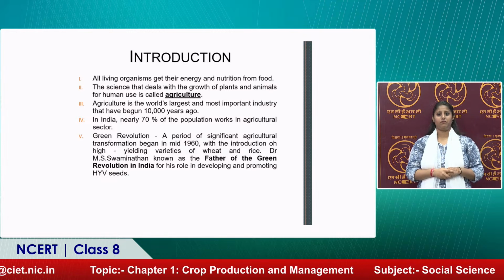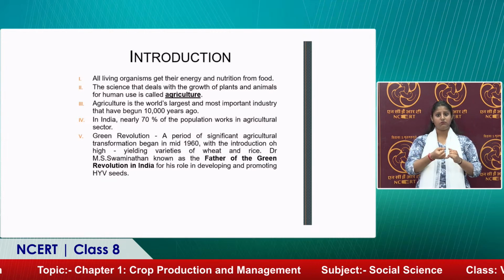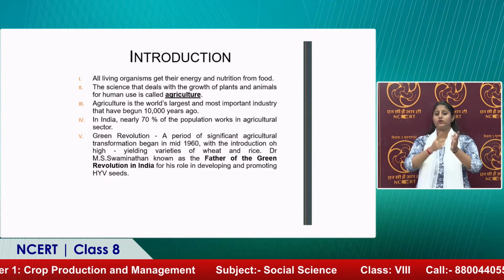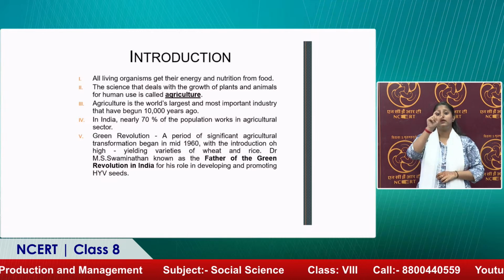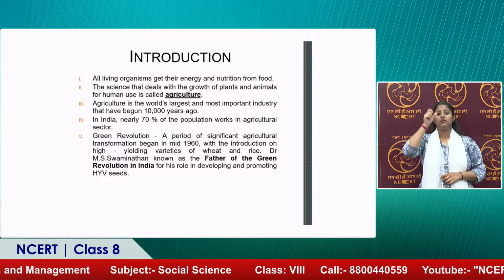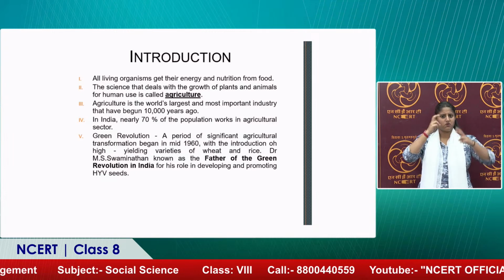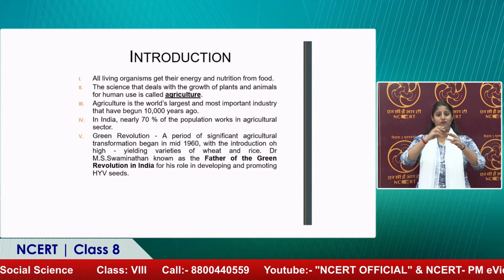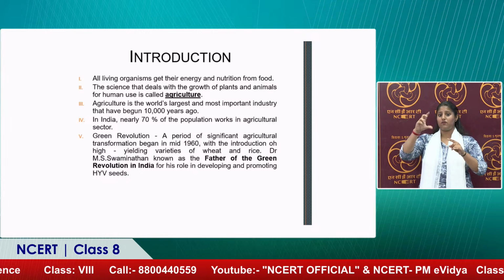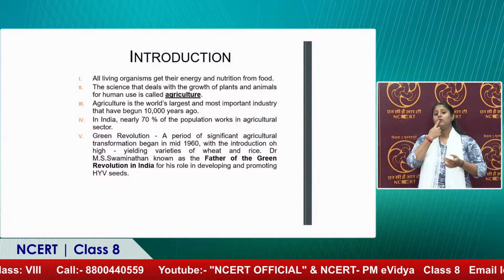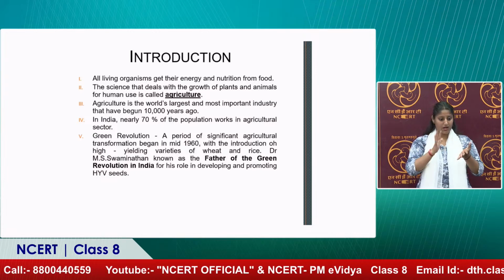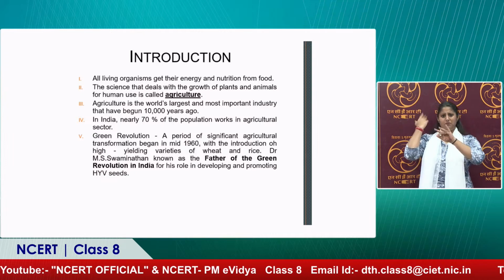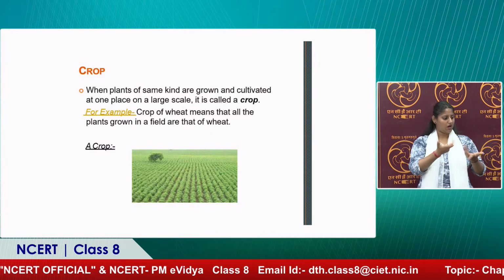The boom in this sector came when the green revolution came into existence. It was in the mid 1960s when Dr. M.S. Swaminathan did his research. For that, he is also called the father of the green revolution. He did a lot of work in developing and promoting high yield variety seeds of wheat and rice. So that was the history of agriculture, how we have reached this point.